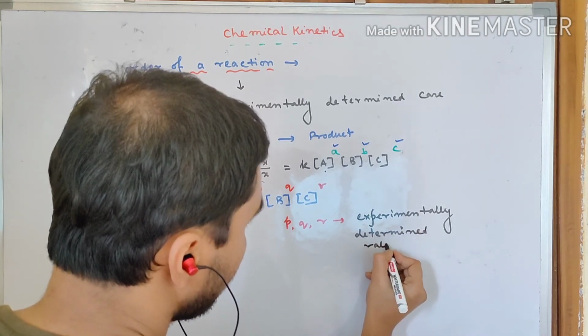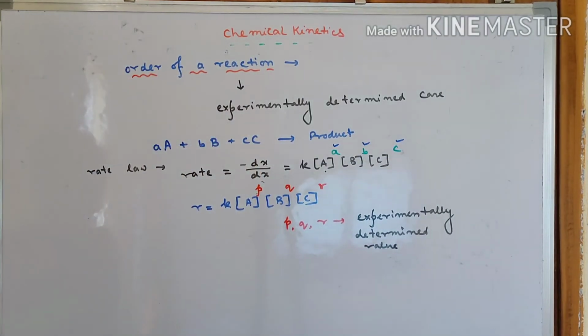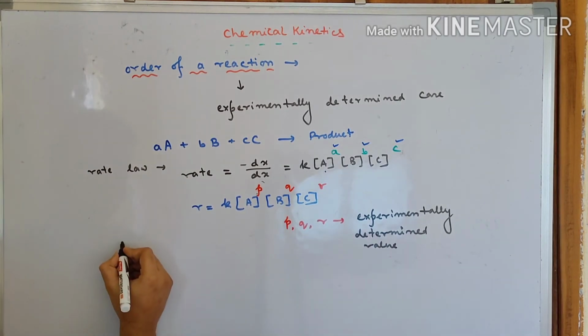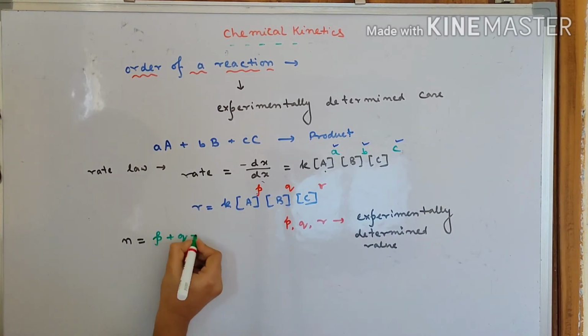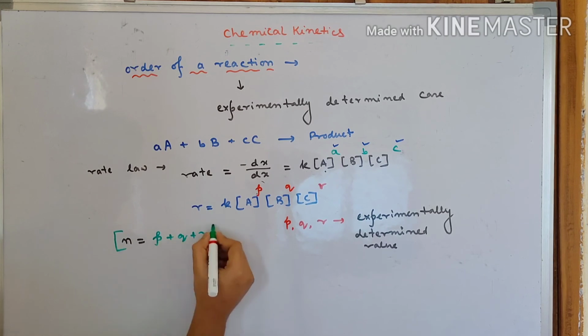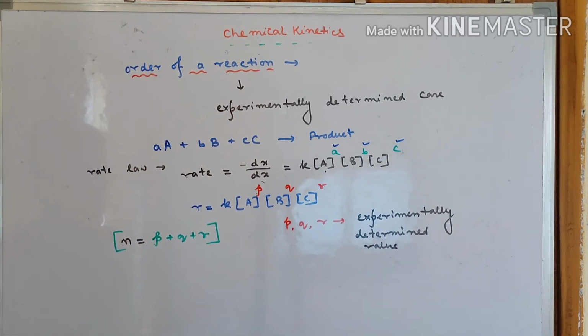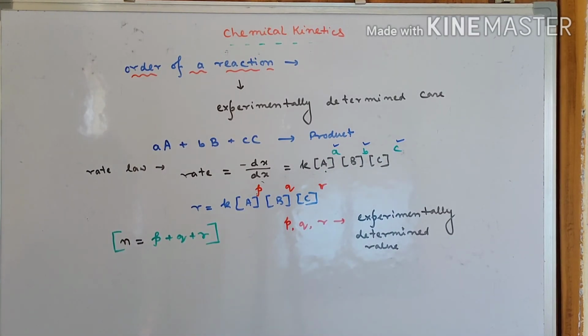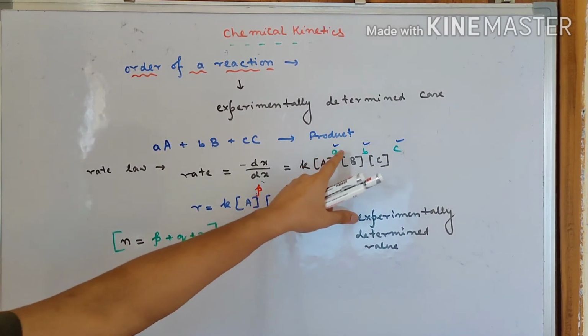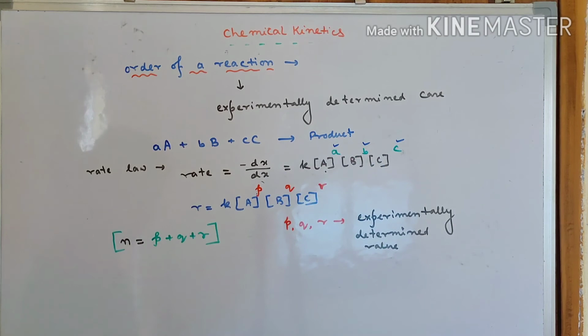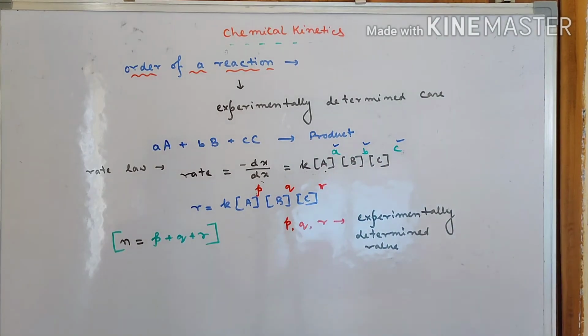The value is experimentally determined, and the order of a reaction is basically the sum of these values. So whenever we are trying to write the order, it should be p plus q plus r, not p into q into r. So this is how we determine the order. Again, this p, q and r may be same in some of the cases, but usually they are not the same.